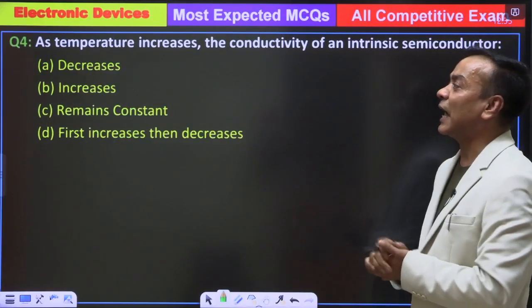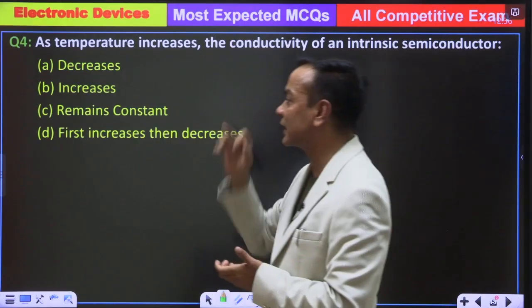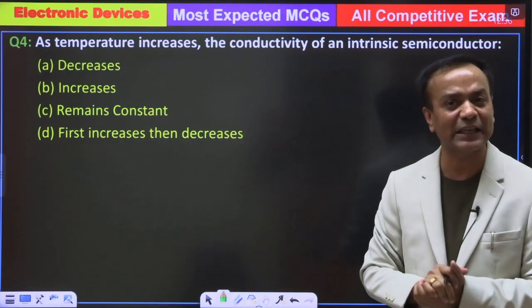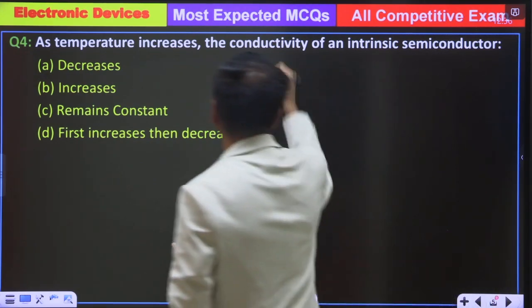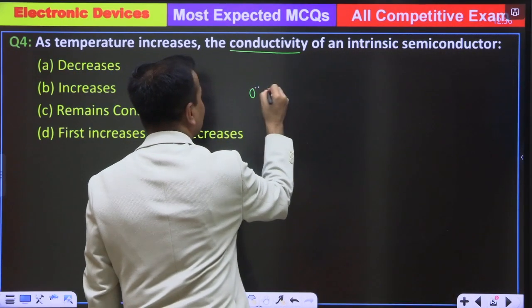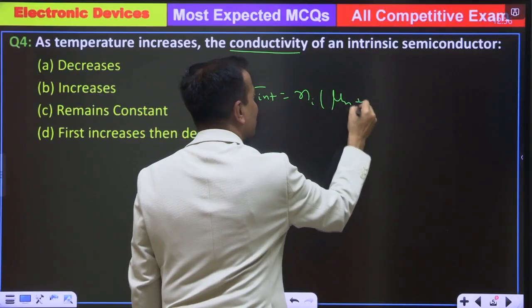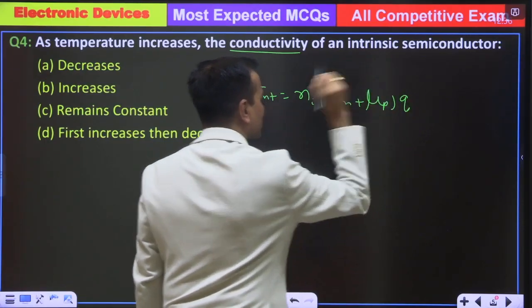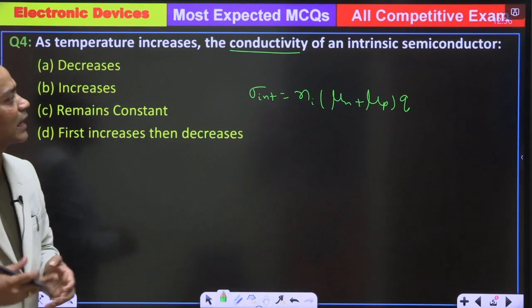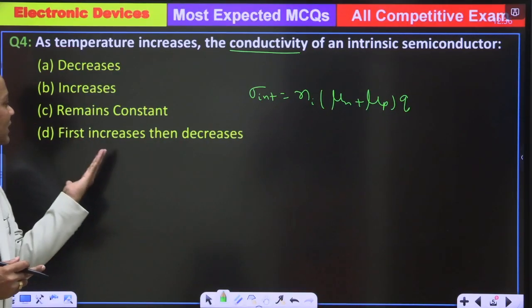Now the next is, as temperature increases, the conductivity of an intrinsic semiconductor: option A decreases, option B increases, option C remains constant, option D first increases then decreases. So just now we had seen the formula for this intrinsic conductivity also. Here it is given, sigma intrinsic is equal to Ni into (mu N plus mu P) into Q. So from this one, it is very obvious whether it will decrease, increase, remain constant, or first increase then decrease.